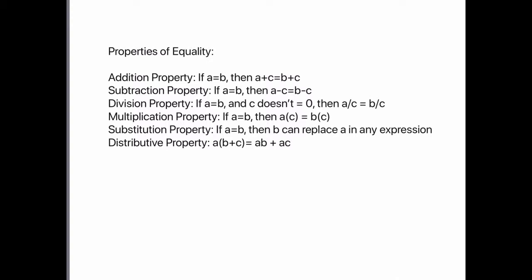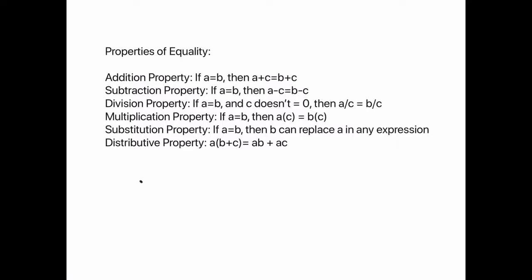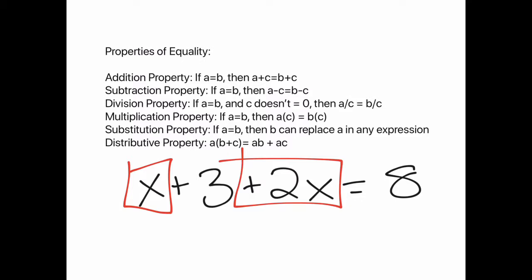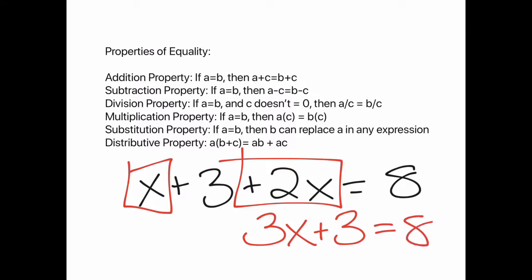And then the only other thing I wanted to remind you guys is that when you are going to simplify, you will always simplify on the same side of the equal sign. So if you need to do x plus 3 plus 2x equals 8, and you combine your x's and your 2x's together, because they're on the same side of the equal sign, you would get 3x plus 3 equals 8, and that would just be simplifying your equation. So just a little hint for your lesson and your practice.